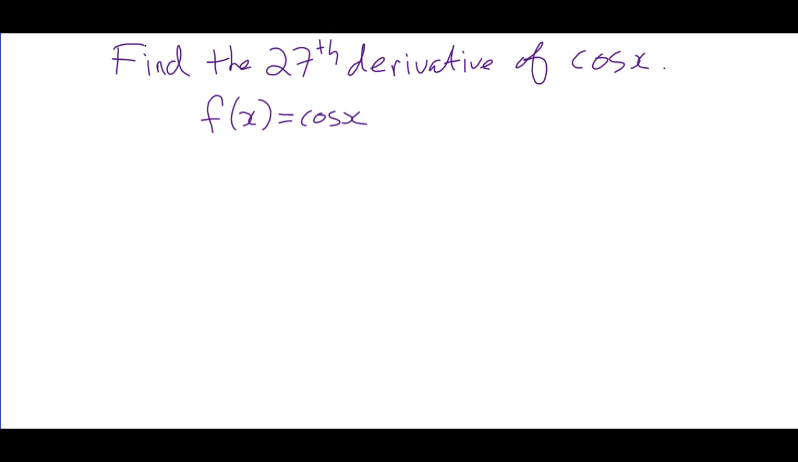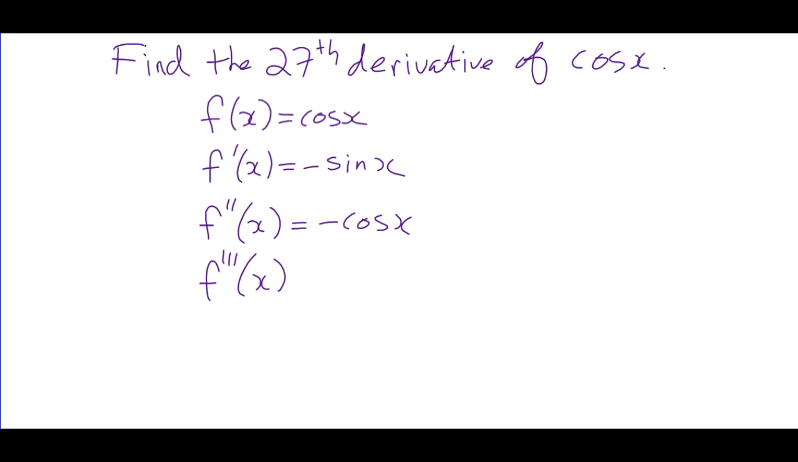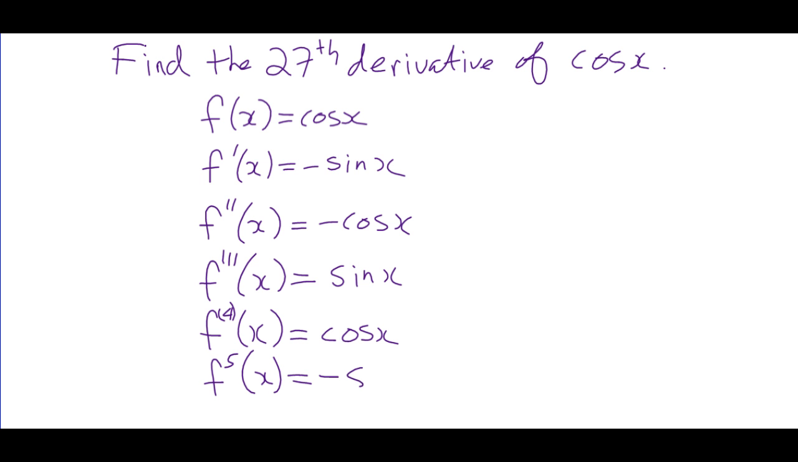So if f(x) is cos x, then we do f prime, which is minus sine x. Then we do f double prime, which would be minus cos x. We do f triple prime, which will be positive sine x. Then we do f4, which will be cos. And the derivative of cos is minus sine. Wait a sec, I seem to be in a repeating pattern here, right? So I probably don't have to keep going until I hit 27.